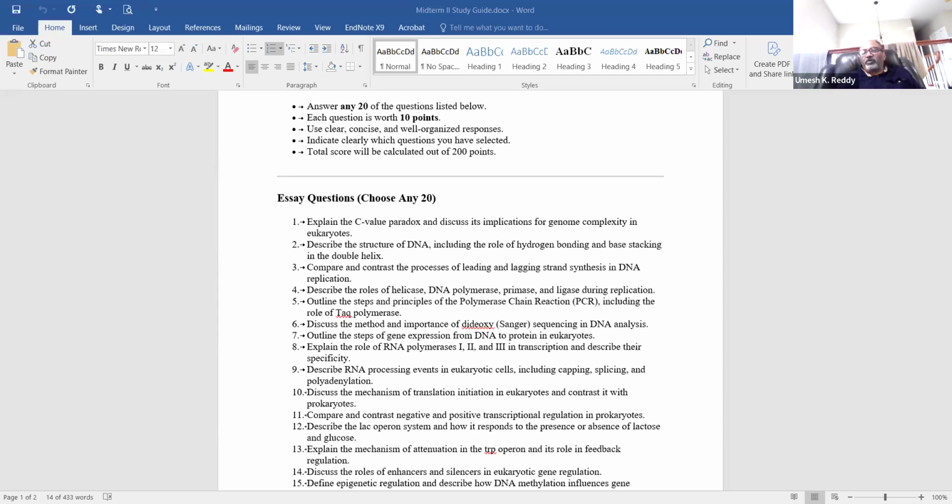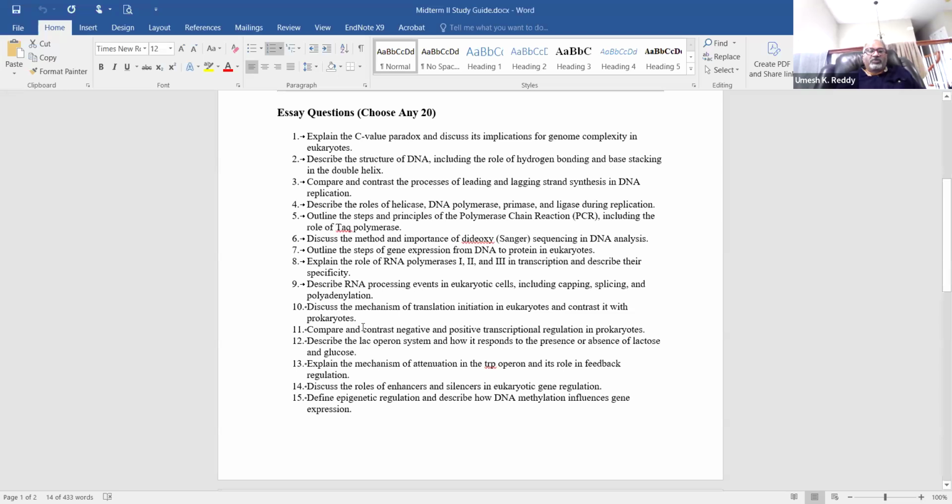You have beautiful diagrams in the book, and also in the PowerPoint. So you can cross-verify and listen to my notes again, what I am discussing here, and come up with your own synopsis. I'm just giving you guidance here on what should be there in the answer.